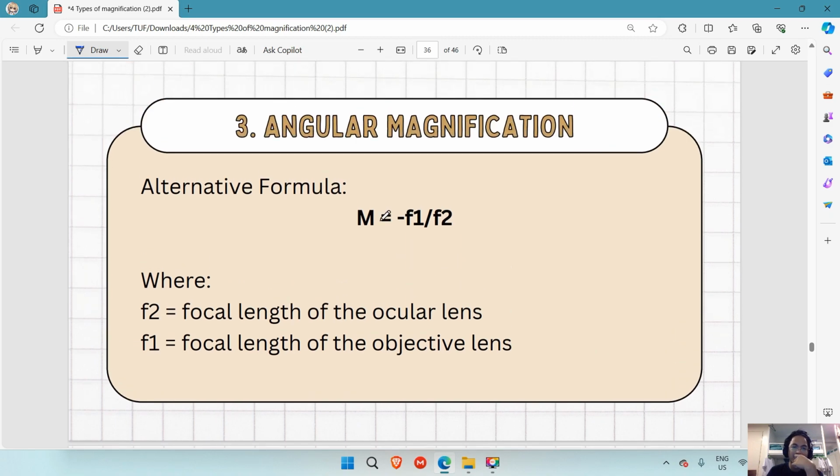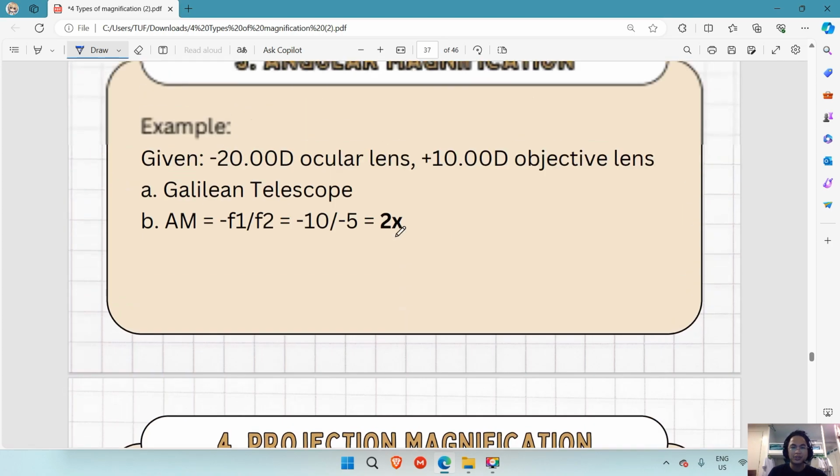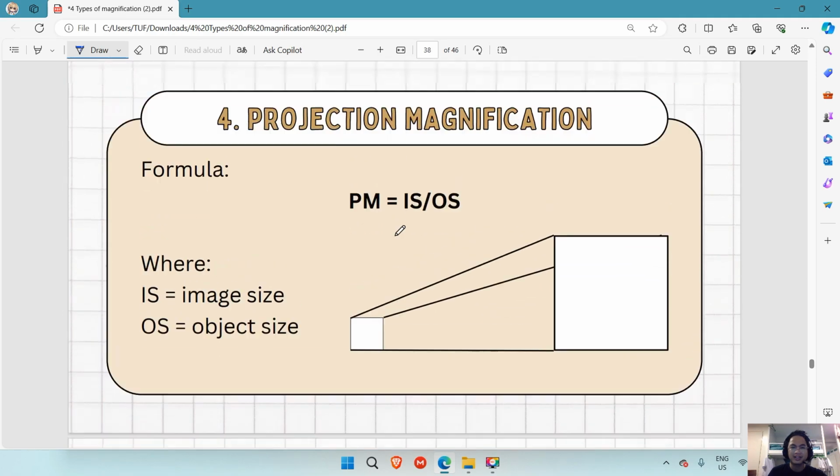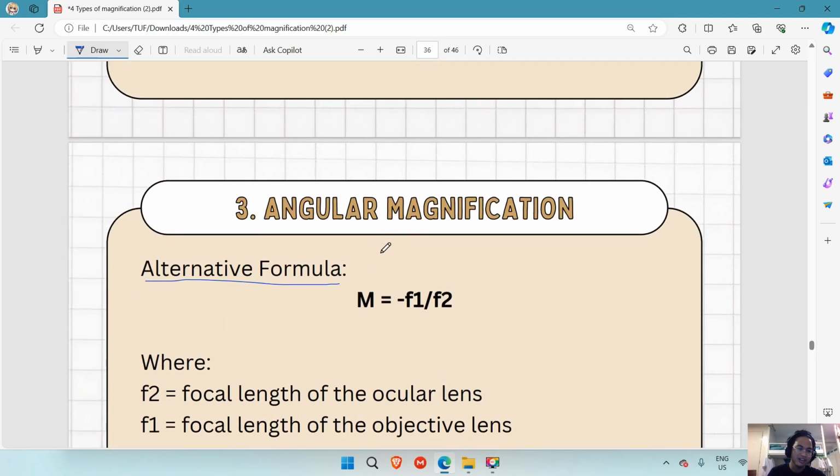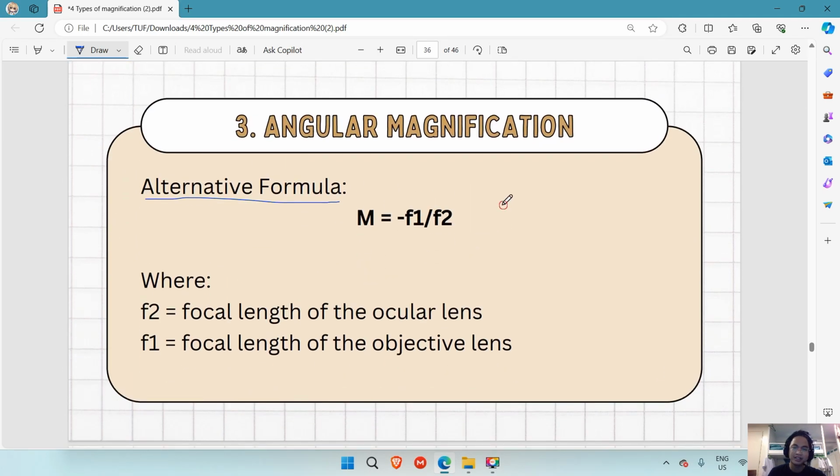Okay, this is an alternative formula for the angular magnification. For those not interested, you may skip this segment and proceed with the projection magnification.